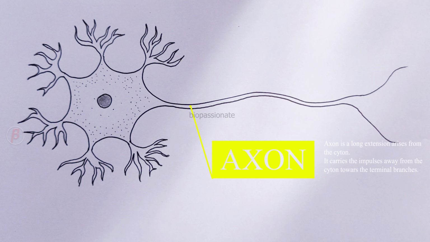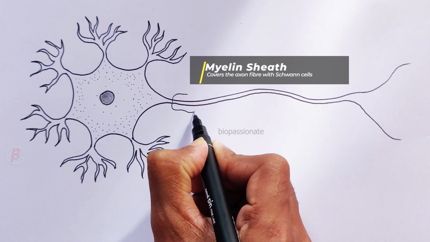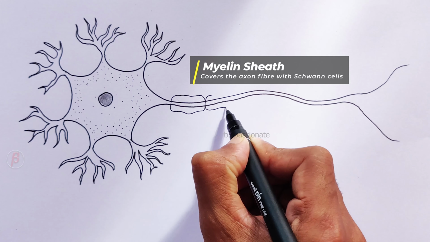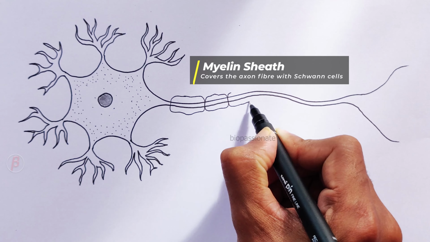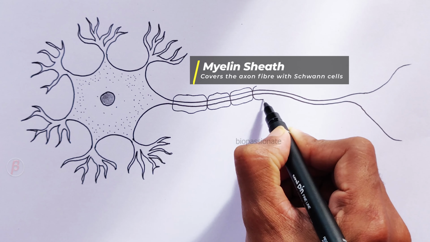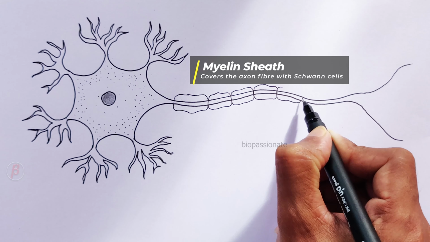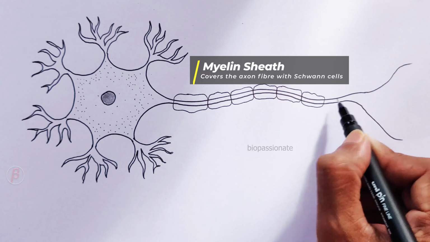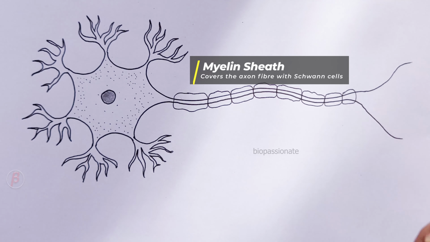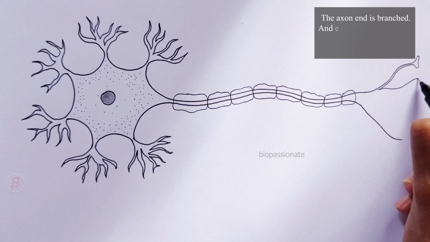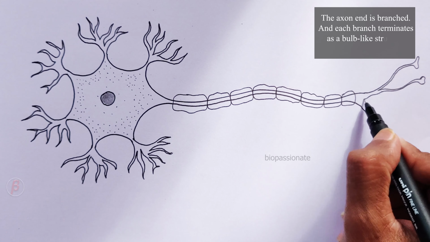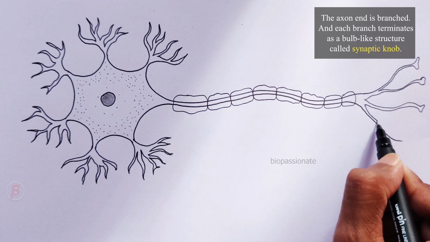Axon is a long extension arises from the cyton. It carries the impulses away from the cyton towards the terminal branches. A fatty layer covers the axon fiber with Schwann cells is called myelin sheath. The axon end is branched, and each branch terminates as a bulb-like structure called synaptic knob.